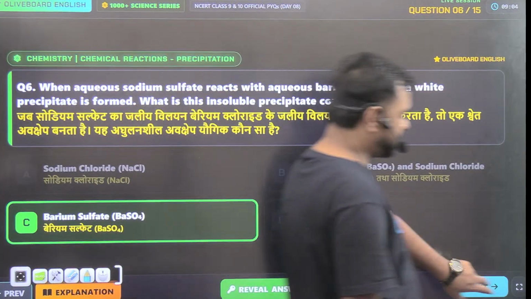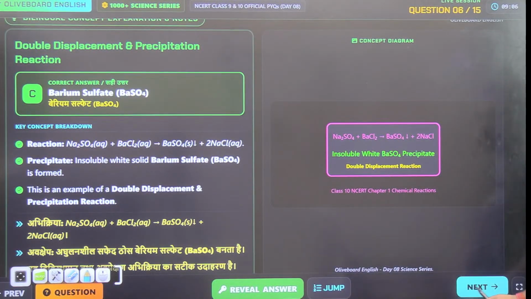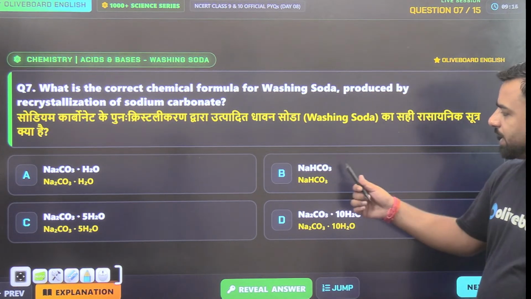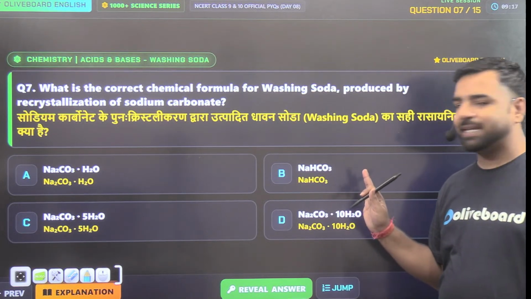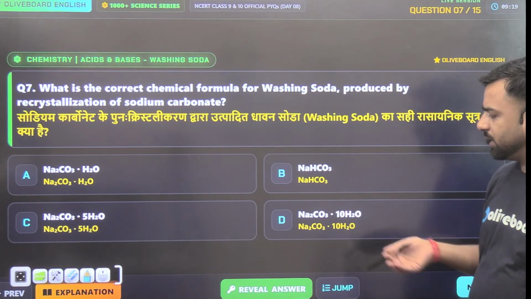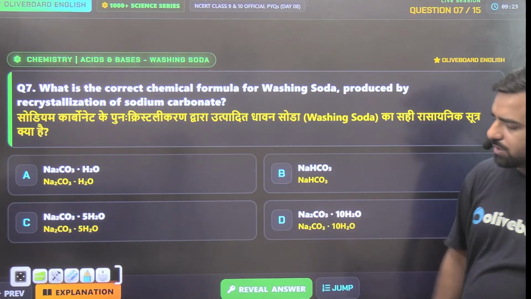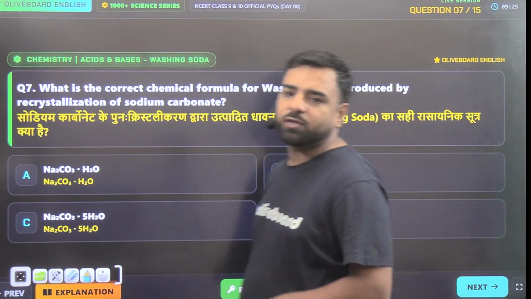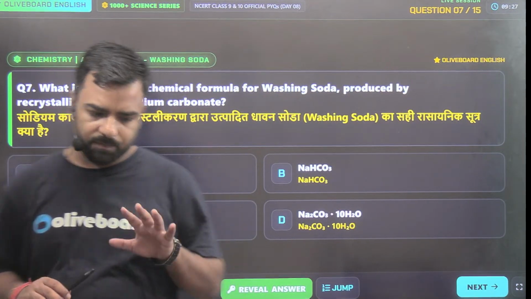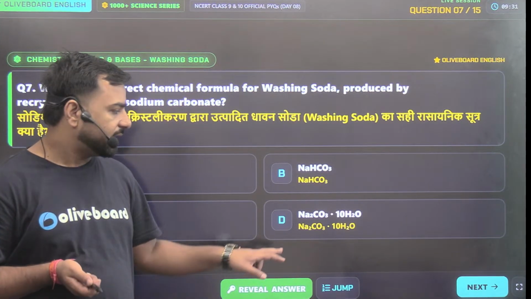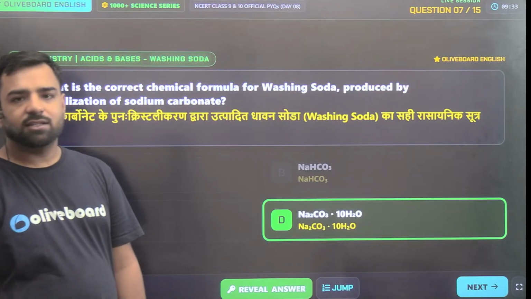Okay, next. The next question is, what is the correct chemical formula for washing soda that is produced by recrystallization of sodium carbonate? In this case, sodium bicarbonate cannot be the answer because this is baking soda. So this option is already eliminated. But among these, you will find Na2CO3, Na2CO3, Na2CO3 everywhere. These types of questions create confusion, so do not get confused. You need to remember that it's a decahydrate. Sodium carbonate decahydrate, that is dot 10H2O.